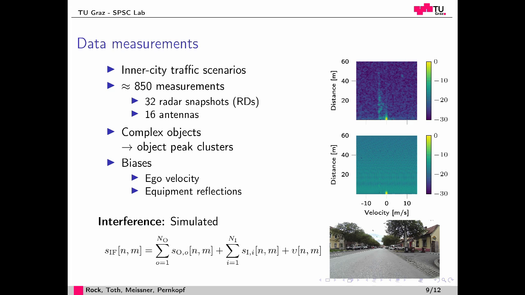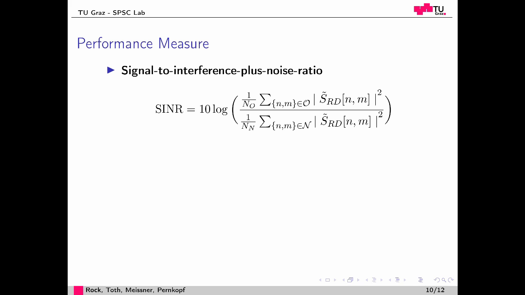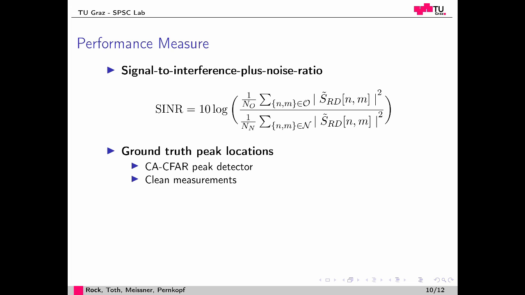Also, for the measurements, we use simulated interference. And as with the simulated data, it's added to the object reflection signal in time domain. But in this case, we don't need any additional noise, because the measurements already contain a lot of thermal noise. As performance measure, we use the signal to interference plus noise ratio. It's defined through the power at the object peaks divided by the power at the noise floor. In order to get the ground truth peak locations, we use the cell averaging CFAR peak detector on our clean measurements.